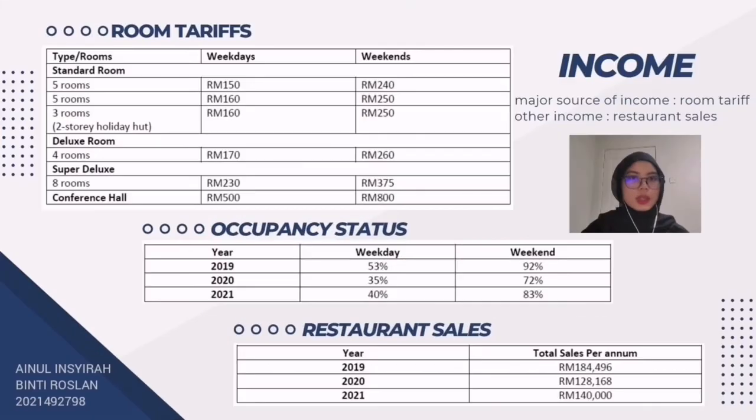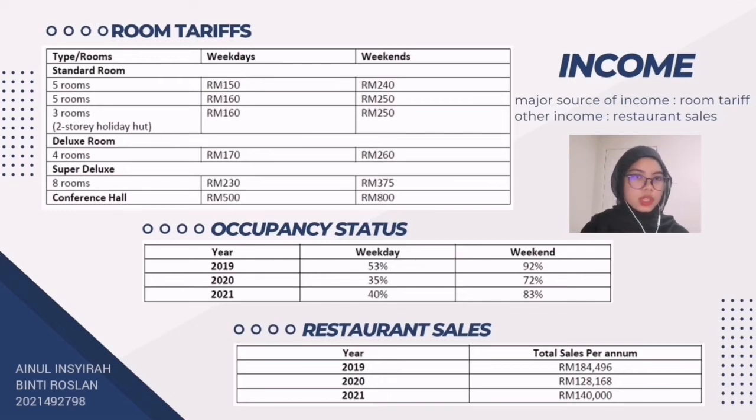My name is Ainul binti Ruslan. I will be continuing the presentation by explaining the incomes of our subject property. Since our subject property is a hotel, the main source of income is room tariff, but there are also other incomes such as restaurant sales. As you can see, the question has provided us some information on the room tariff, occupancy status, and also the restaurant sales. For the room tariff, there are different prices for different types of room and conference hall.